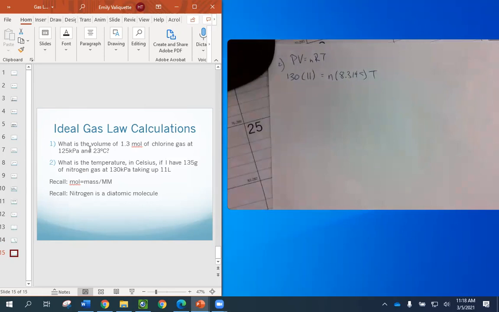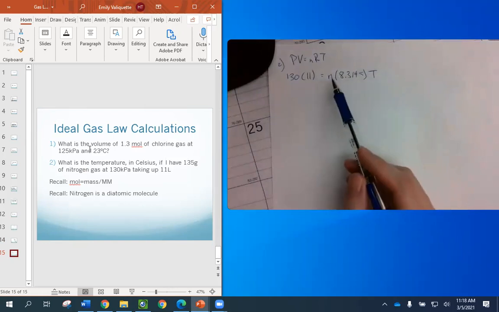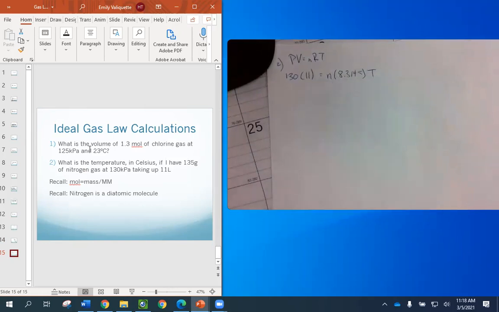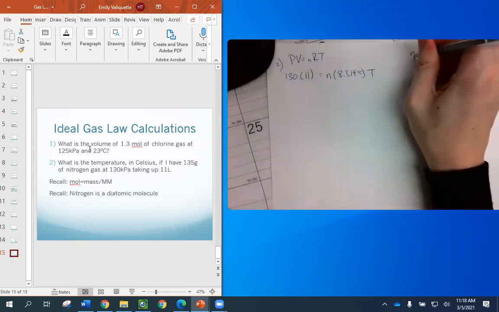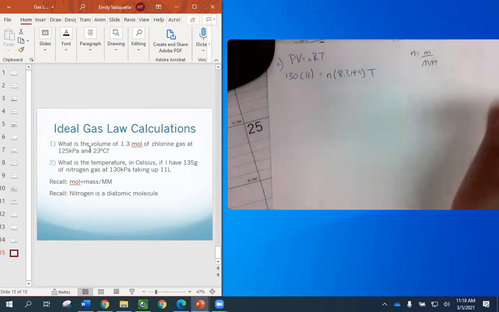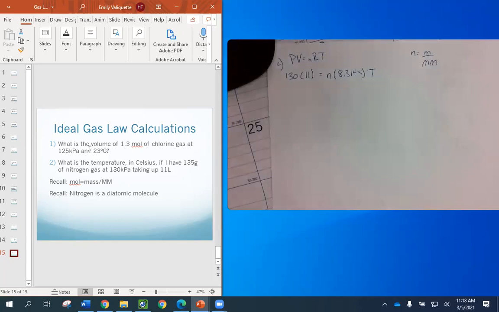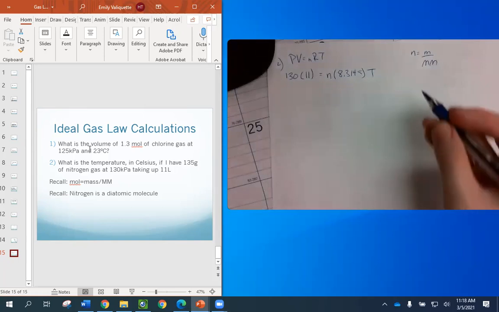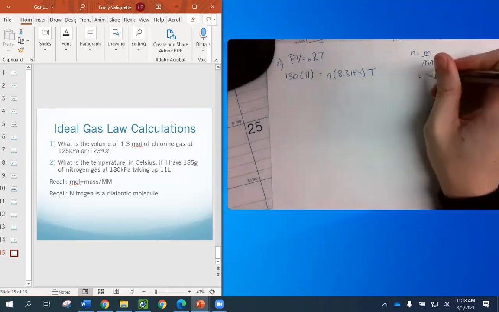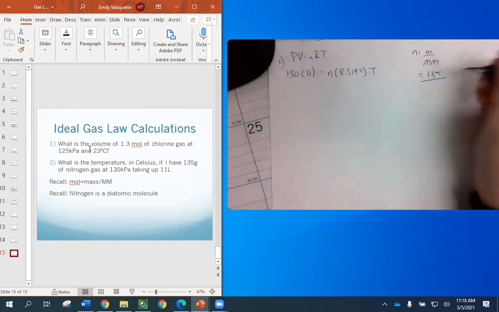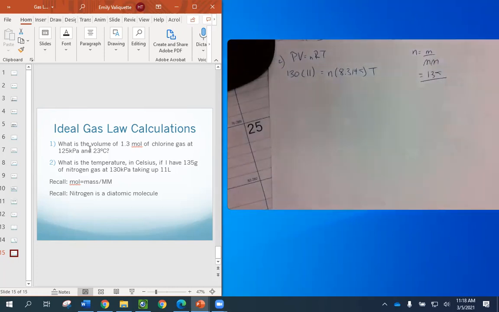However, I do have my 135 grams. Now, grams cannot be plugged in directly to this formula, but I can convert between grams, which is mass, and moles using my moles equals mass over molar mass formula, which you would have learned about in grade 10 chemistry. So if I just plug in my mass, which is 135, and for my molar mass, I've got to look on my periodic table at the atomic mass of nitrogen.